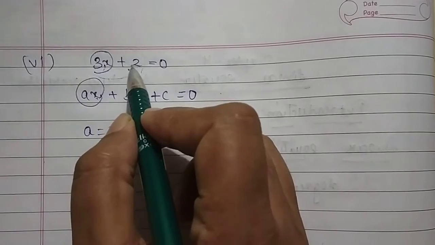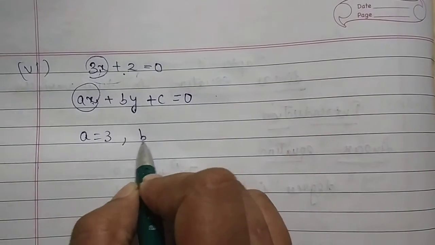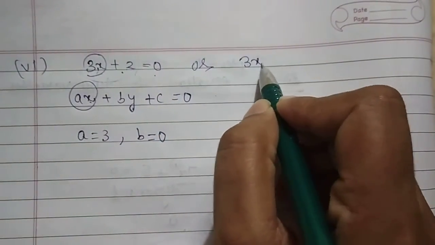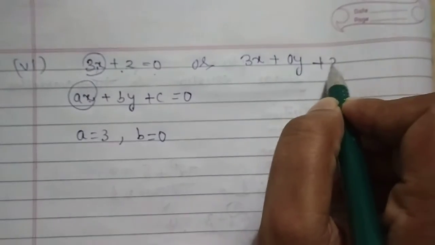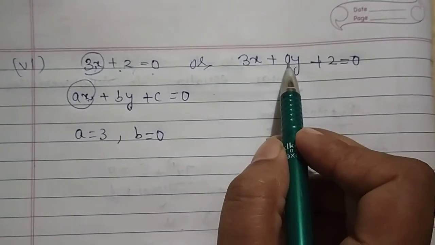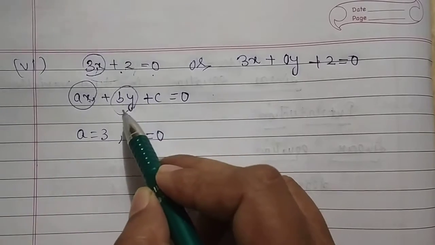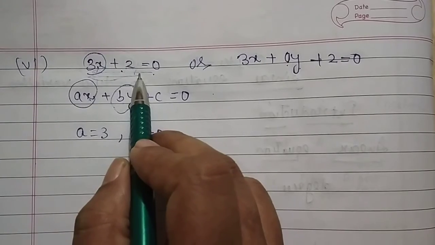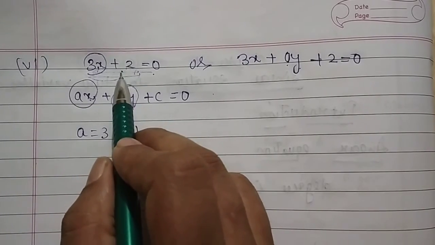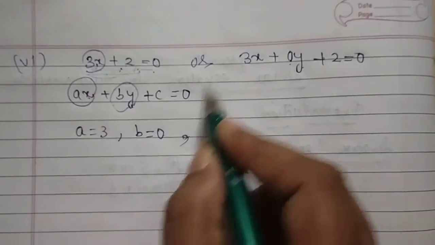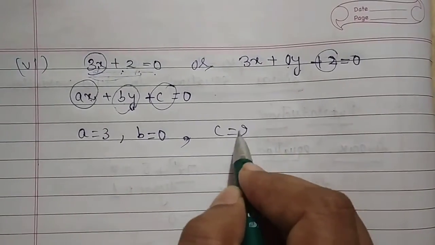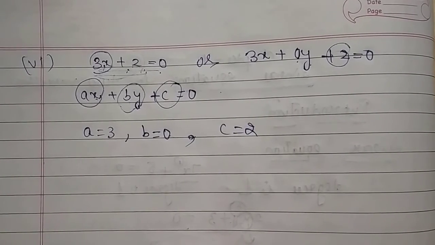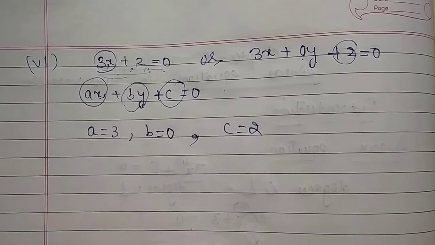And for by, there is no term of by, so b is equal to 0, or we can write this equation in this form: 3x plus 0y plus 2 is equal to 0. Because to represent this in this equation there is by, so we write here 0y, because in this equation there is no term of variable y, so b will be 0 and c will be 2. This is how we will do all the questions of exercise 4.1. So I hope you will do it now.